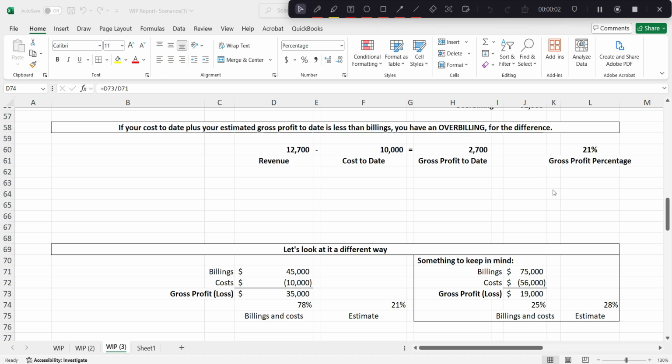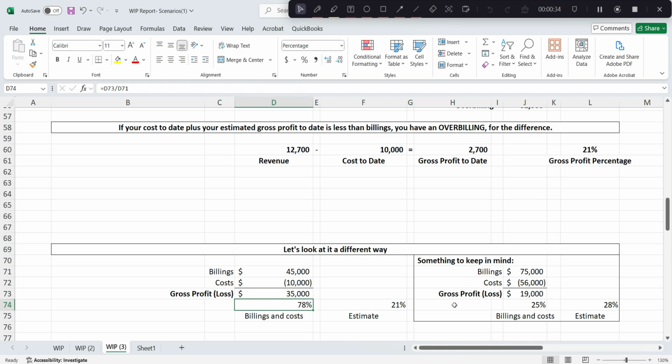A good way to demonstrate this is to look at the percentages side by side. Here we have the amount recognized just based off of billings and costs, and to the right is the estimate. You can see 78% is far higher than 21%, meaning we are overbilled. We are recognizing a higher margin than our estimate says we should. So that tells us, just comparing the two, that we are overbilled.